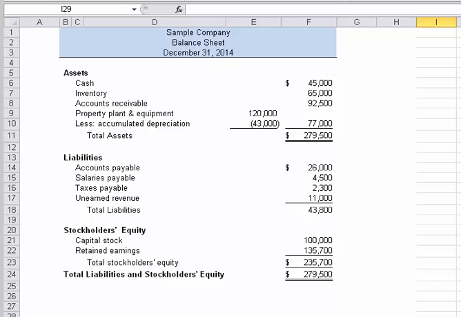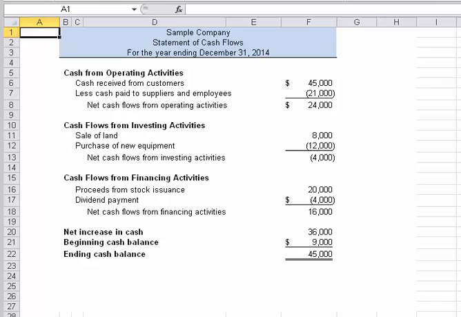And then the fourth statement is the statement of cash flows. The statement of cash flows covers a range of periods as well, or how should I say that, it covers a range of dates. So it shows the transactions over a period of time. All right, let's go back and talk about the income statement.